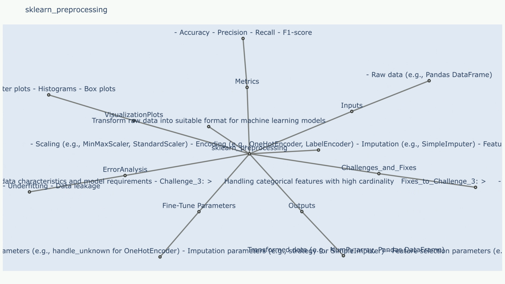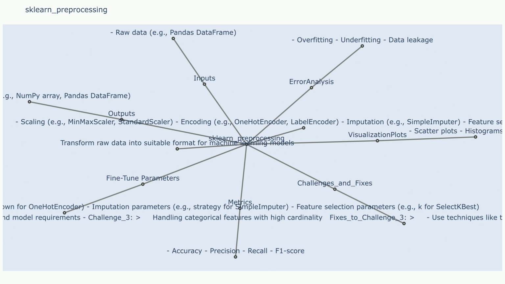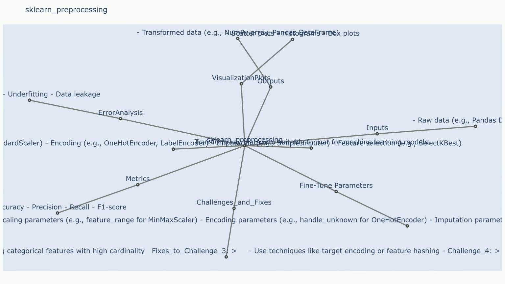Fine-tune parameters. Parameter 1: scaling range. Adjust the minimum and maximum values to which features are scaled, e.g., MinMaxScaler. Parameter 2: number of components in dimensionality reduction methods. Specify the number of principal components or features to retain. Parameter 3: encoding strategy. Choose between different encoding techniques based on the nature of categorical features.